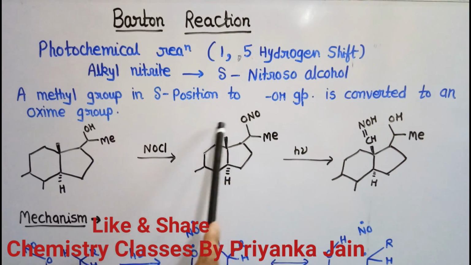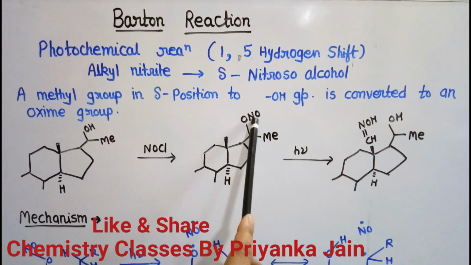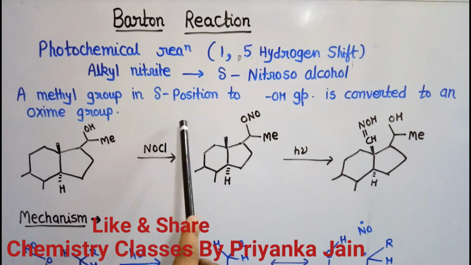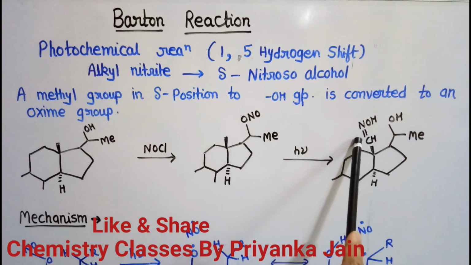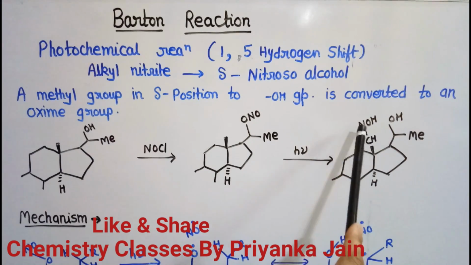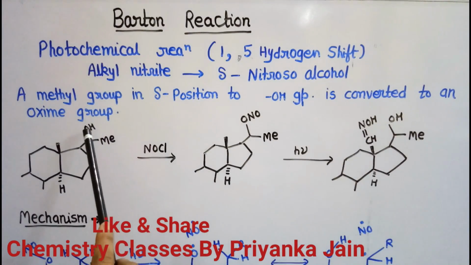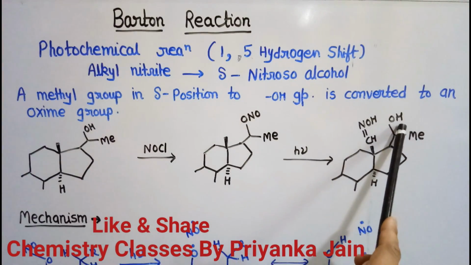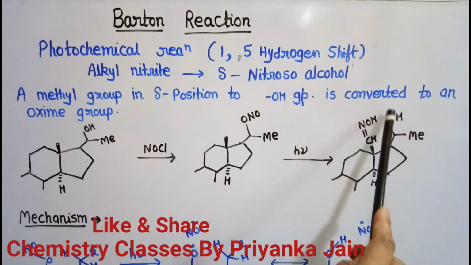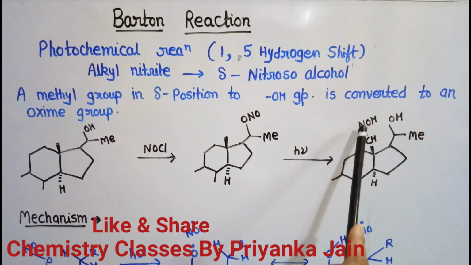And if there is a delta hydrogen present, it means alpha, beta, gamma and delta, here any hydrogen is present, then in the presence of light, what happens? This hydrogen is shifted here and this NO group is shifted here. As a result of the rearrangement, we get an oxime group at this carbon atom. It means we get a delta nitroso alcohol. The alcohol remains as it is. Here the OH group was present and the same OH group is present here. Only at the delta position we get an oxime group.